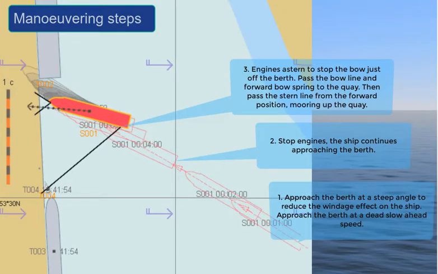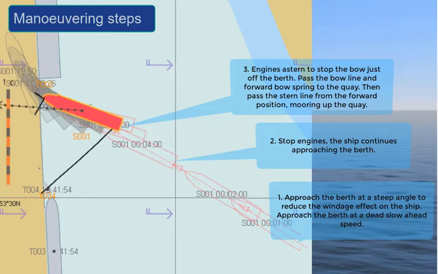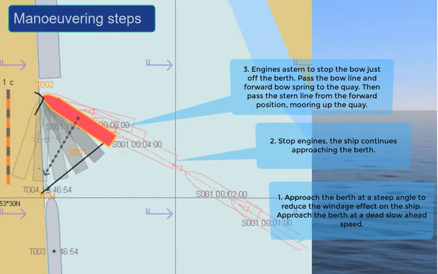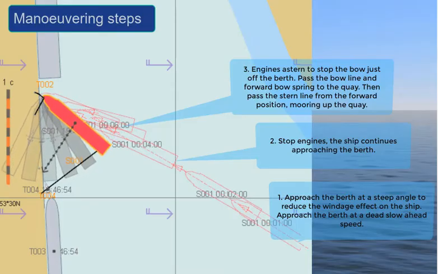Pass a bowline and the forward bowsprit to the quay. The forward bowsprit supports holding the bow part and prevents the ship from moving forward. Pass the stern line from the forward position and carry the mooring up the quay.